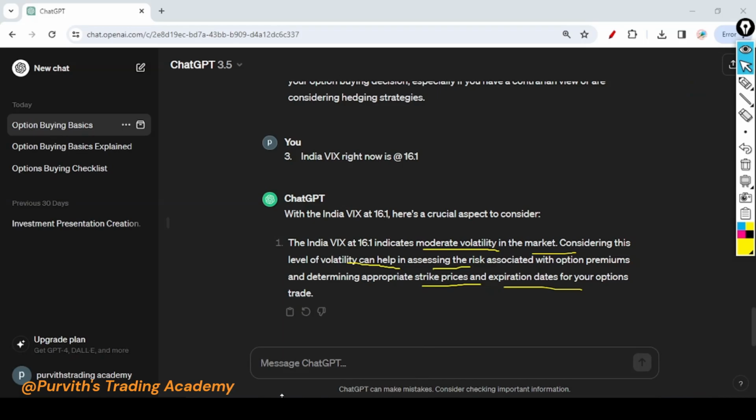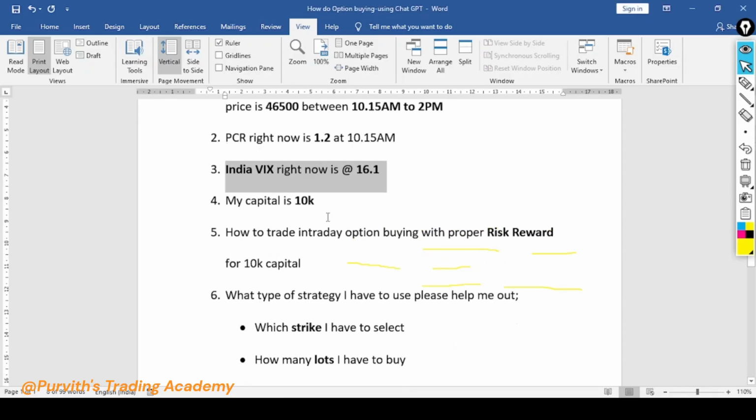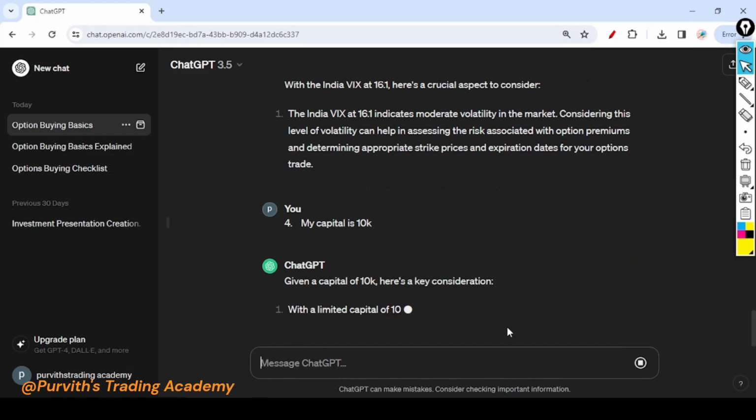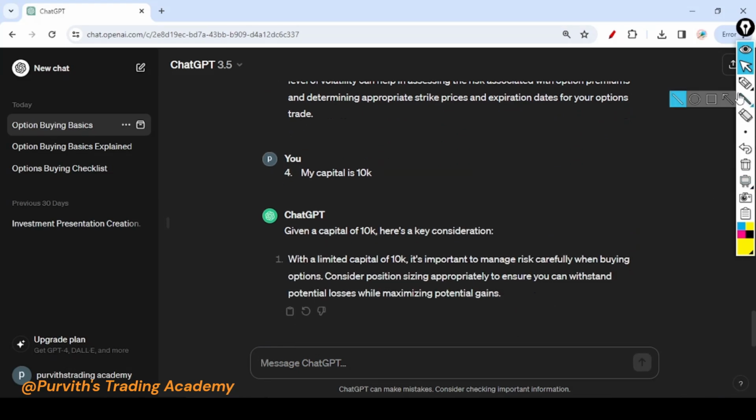Now, next question we will ask ChatGPT. My capital is around 10k. Yeah, now you can observe with a limited capital of 10k, it is important to manage risk carefully when buying options. Consider position sizing appropriately to ensure you can withstand potential losses while maximizing the potential gains.